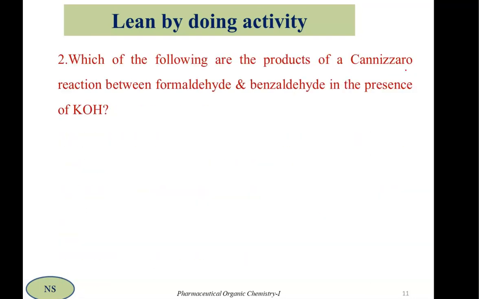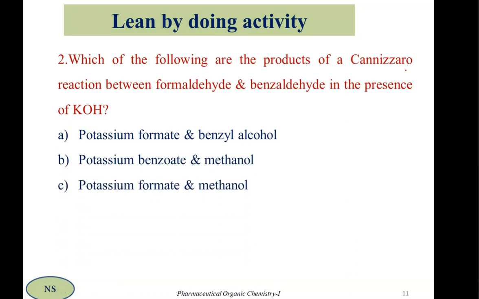And the second question is, which of the following are the products of a Cannizzaro reaction between formaldehyde and benzaldehyde in the presence of potassium hydroxide? So I hope you understood that this question is related to the Crossed-Cannizzaro reaction. Now here are the four options: potassium formate and benzyl alcohol, potassium benzoate and methanol, potassium formate and methanol, potassium benzoate and benzyl alcohol. So in the Crossed-Cannizzaro reaction, the point you have to remember is that the aldehyde with the lower number of carbon atoms will undergo oxidation and the other one will undergo reduction. So accordingly, you can easily make out the answer for this particular question. So I hope you got the answer for both these questions.